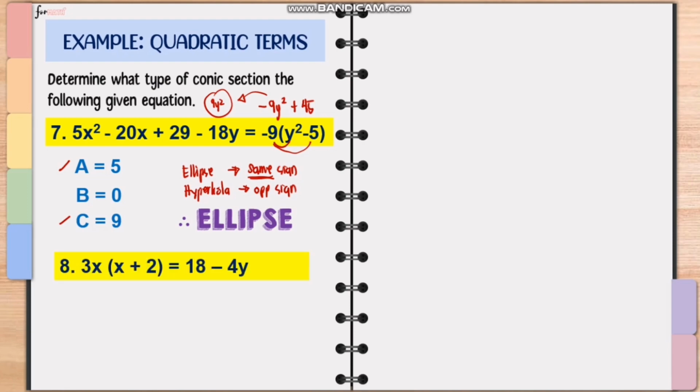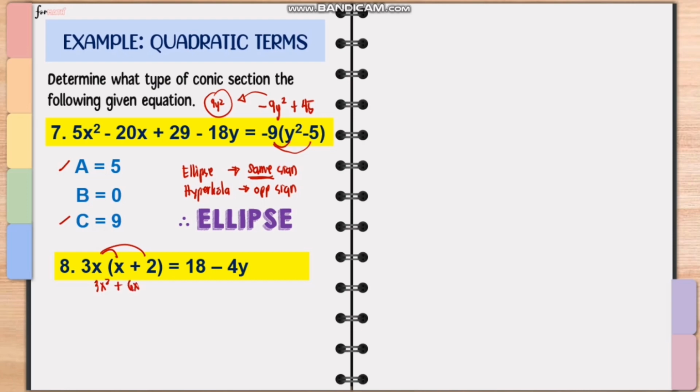Okay, next example, number 8. We have 3x times x plus 2 is equals to 18 minus 4y. So, yung 18, hindi naman natin kailangan. Si 4y, hindi rin. Pero itong isa ay may nakaparenthesis pa po yan. So, multiply lang po natin. So, meron tayong 3x squared plus 6x.